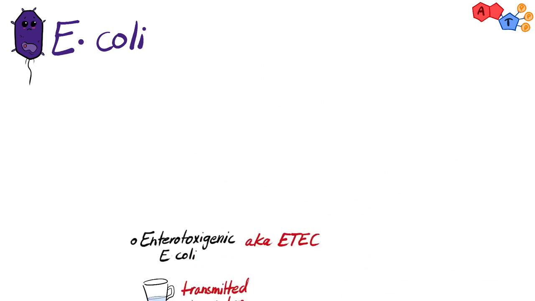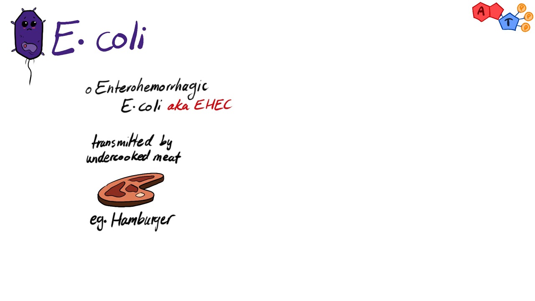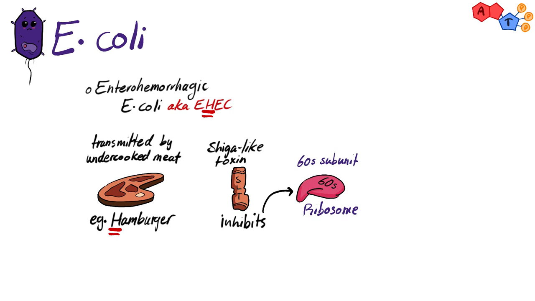Now let's discuss enterohemorrhagic E. coli, or EHEC. EHEC is most commonly transmitted by eating undercooked meat, such as undercooked hamburger. You can remember that from the H in its name. EHEC toxin is Shiga-like toxin that inhibits the 60S subunit of the ribosome. And lastly, remember that EHEC can cause HUS, or hemolytic uremic syndrome.